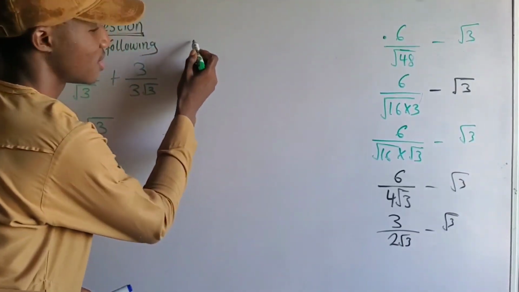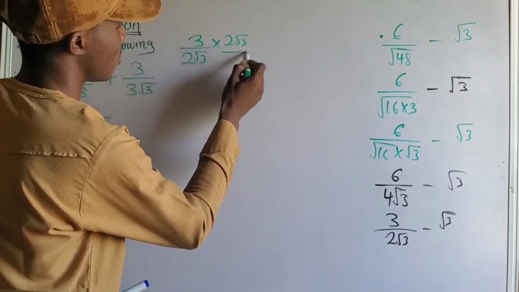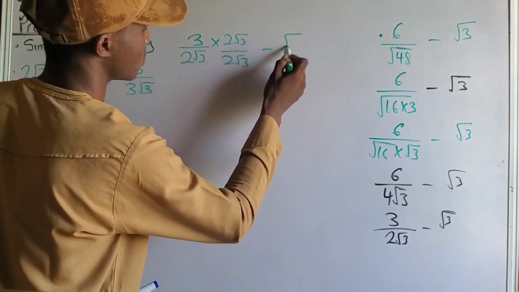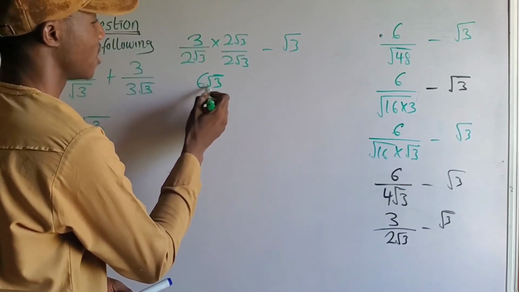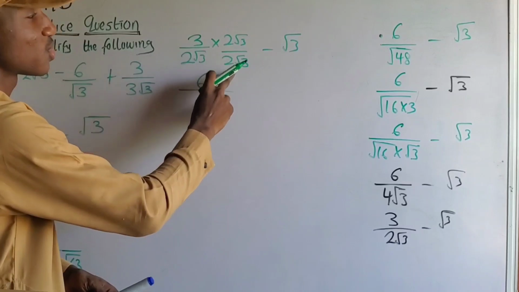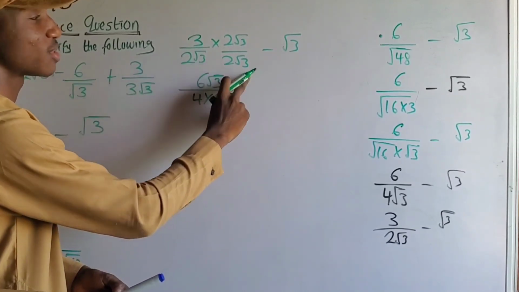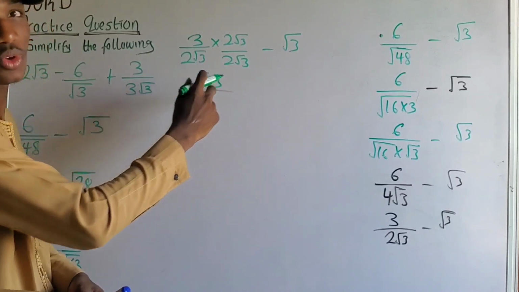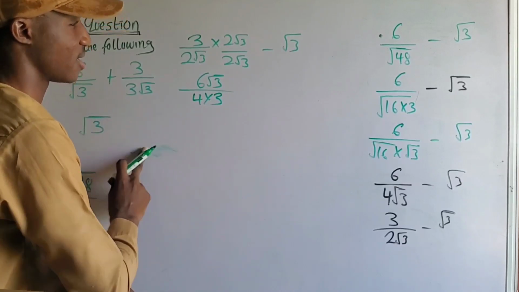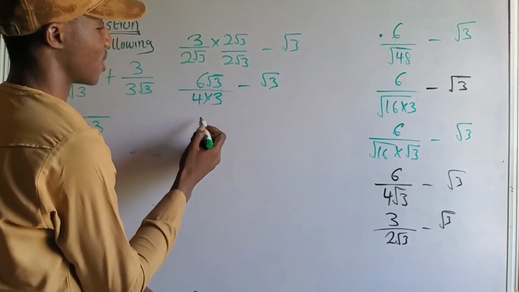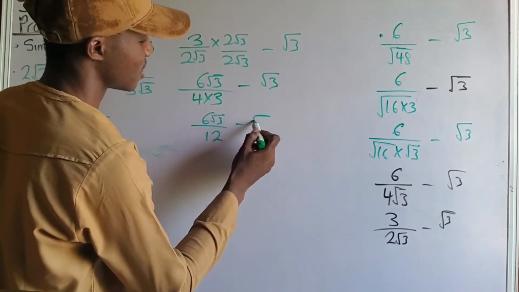So 3 over 2 root 3 multiplied by 2 root 3 all over 2 root 3, minus root 3. So 3 times 2 root 3, that is what? 6 root 3 all over 2 root 3 times 2 root 3, that is what? 2 times 2, 4. I'm going to have 4 multiplied by root 3 times root 3, that is what? Root 9. And the square root of 9 will give me 3. So I'm going to have this over 4 times 3 rather, minus root 3. 6 root 3 all over 12 minus root 3.